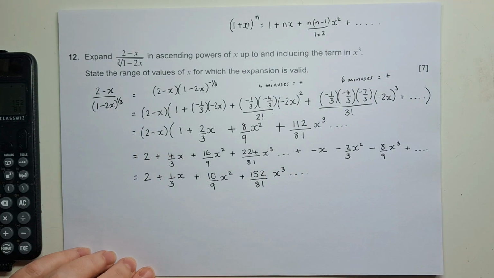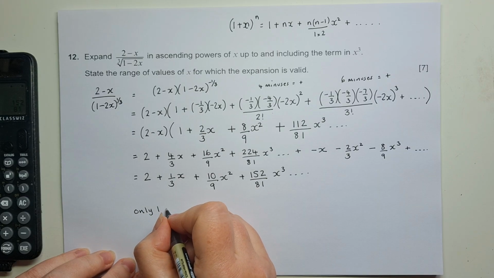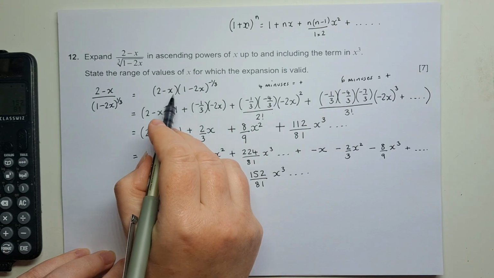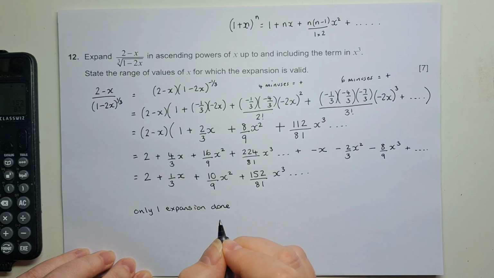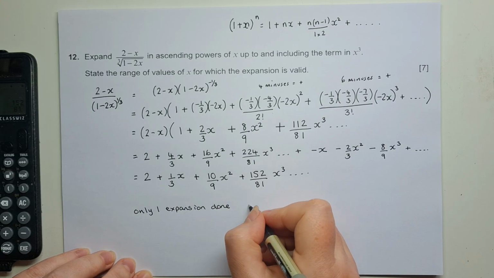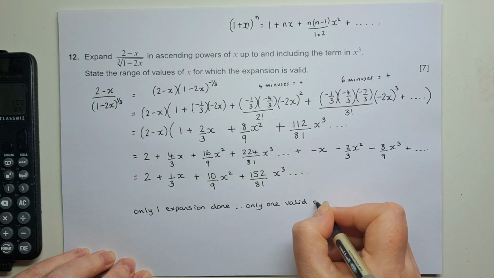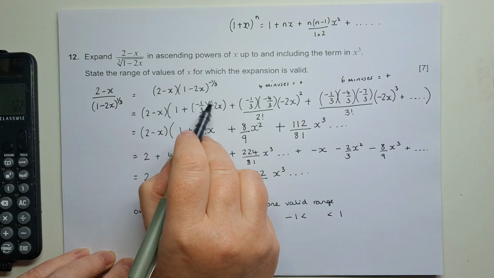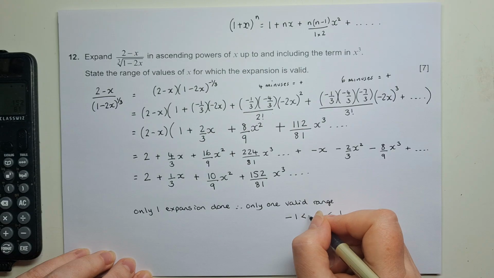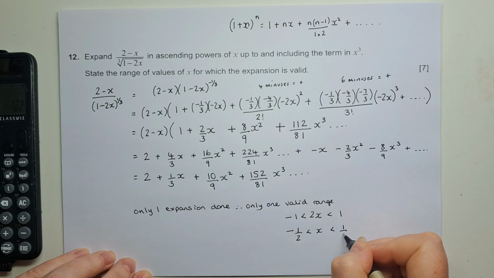State the range of values for which the expansion is valid. There was only one expansion done. Okay, even though there were two brackets, one of them wasn't actually expanded. So it's not that we have to choose the better of the ranges. There is only one range. So it's x in between minus 1 and 1. You don't really need the minus because you've got the minus and the plus, but you do need the 2x. Divide through by 2 and you get that.